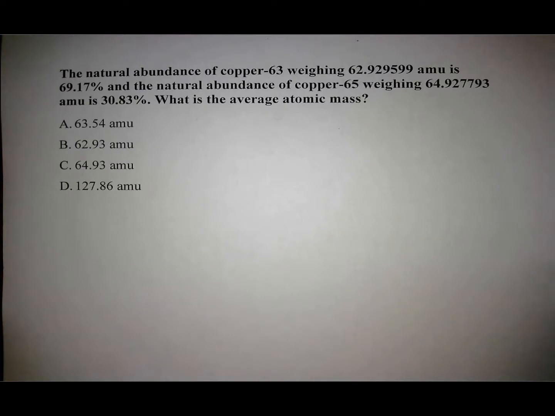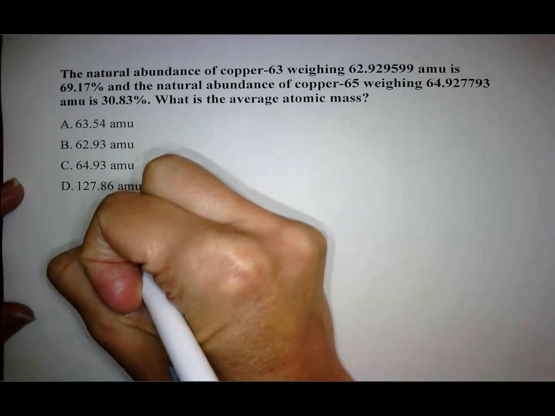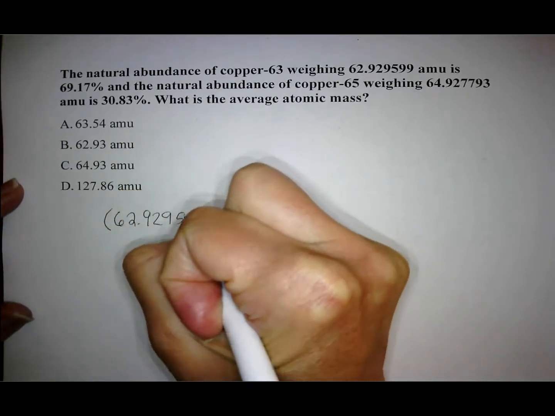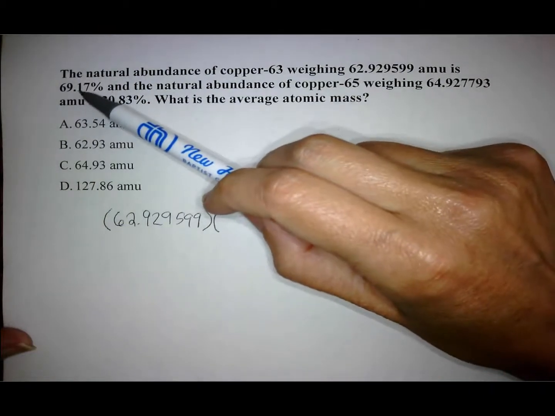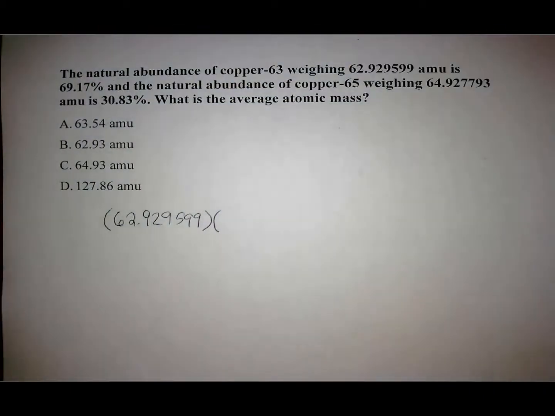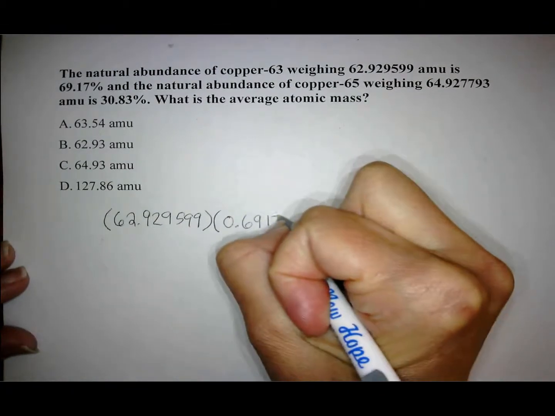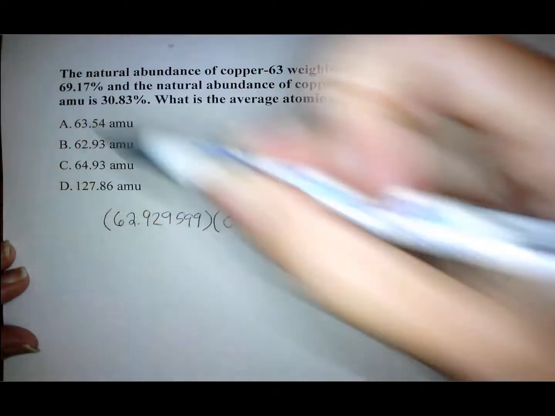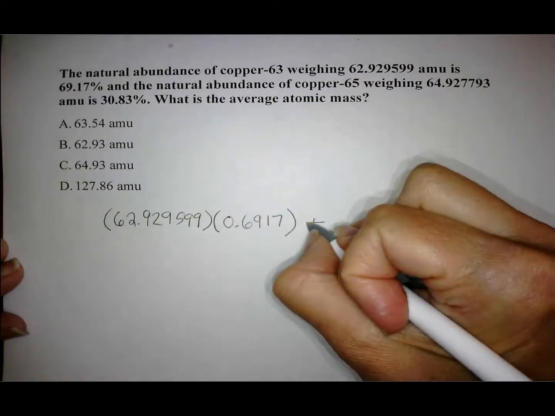To calculate the average atomic mass, we're going to take the mass of the first isotope, which is 62.929599, and multiply it by its abundance in decimal form. So we changed the 69.17% into a decimal form as 0.6917. We're moving the decimal point over 2 spots. Then we're going to do the same thing for the other isotope and add them together.